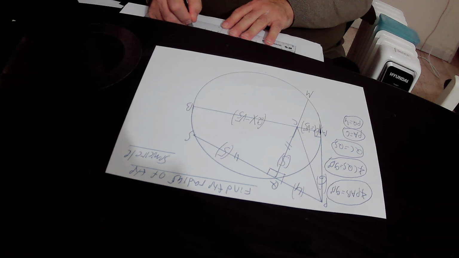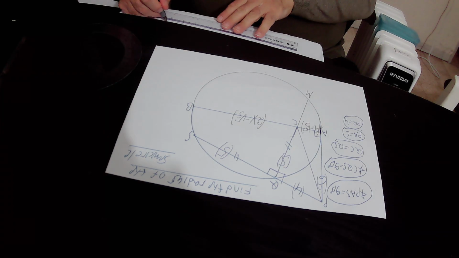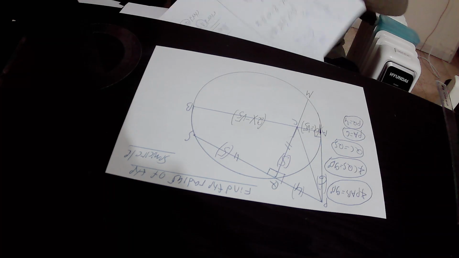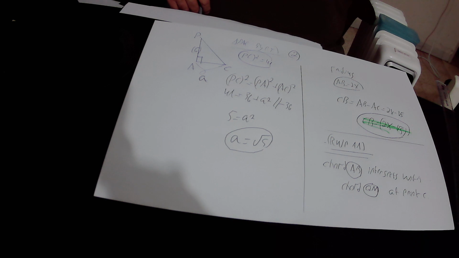Chord AB intersects with chord QM at point C. Repeat again. In our drawing, we have chord AB that intersects with chord QM at point C.